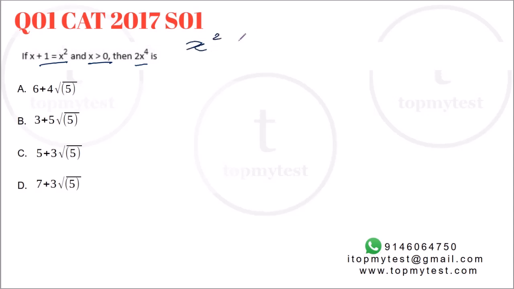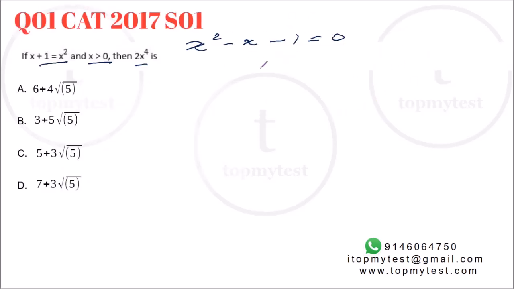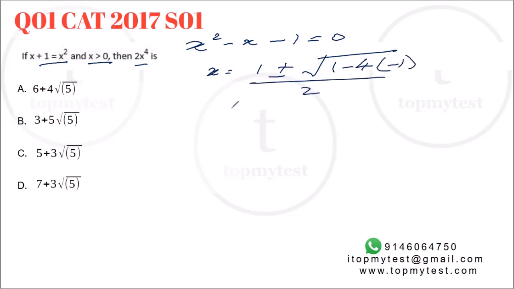So you'll have x square minus x minus 1 equals 0. Now we cannot directly factorize this, so we can use the general form of finding the roots. You will have x equals 1 plus or minus square root of 1 minus 4 into minus 1, divided by 2, which will be 1 plus or minus root 5 by 2. Now 1 minus root 5 is negative. We don't want negative roots, so we'll just take 1 plus root 5 by 2.